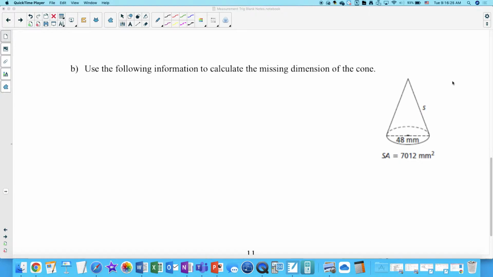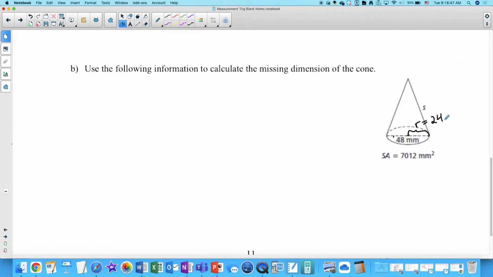When you're working backwards, always start by looking at the formula sheet. See if you have a formula for the surface area of whatever shape you're looking at, and write it down. Since we have the diameter instead of the radius, that's a step we have to take. Write down that the radius is 24 millimeters. Then look at the formula sheet and you will see the surface area of a cone is pi r s plus pi r squared.